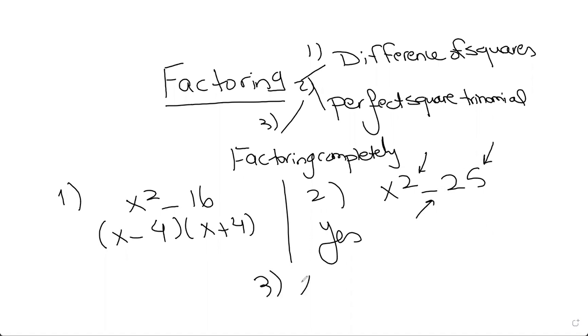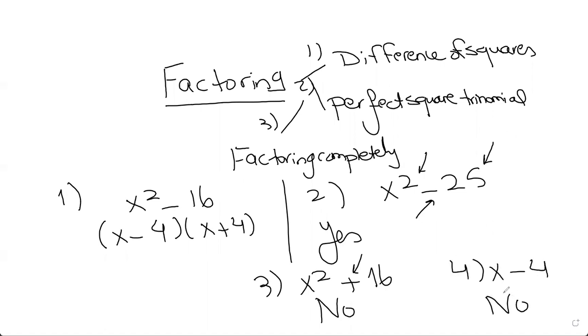What if I told you x squared plus 16? This is not a difference of squares because you have plus in the middle. What if I told you x minus 4? This is not difference of squares, you don't have an even power. What if you have x squared minus 7? This is not difference of squares because the second number is not the square of a number. And that's the first idea.